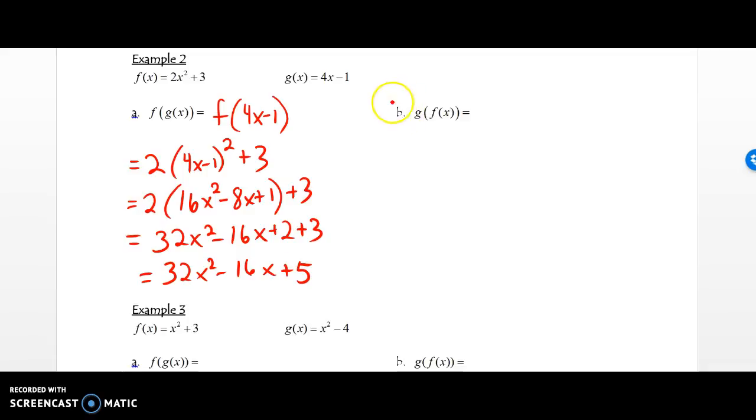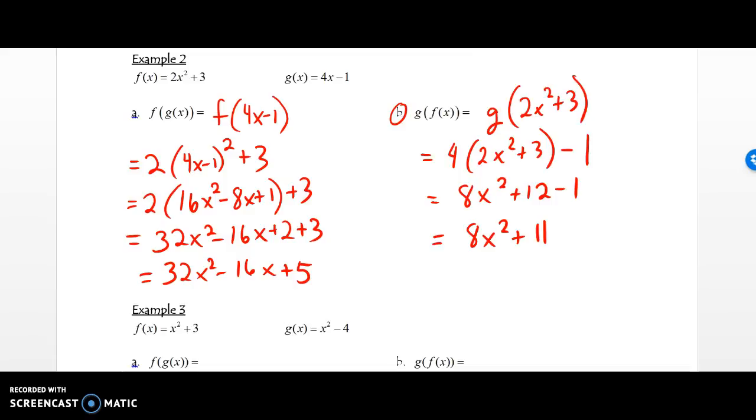I want you guys to pause the video and try B. Okay, so check your work for B. So we're plugging f of x into g of x. The rule for g of x says we take 4 times whatever our x is, subtract 1, distribute, combine like terms, and we get the new expression 8x squared plus 11.